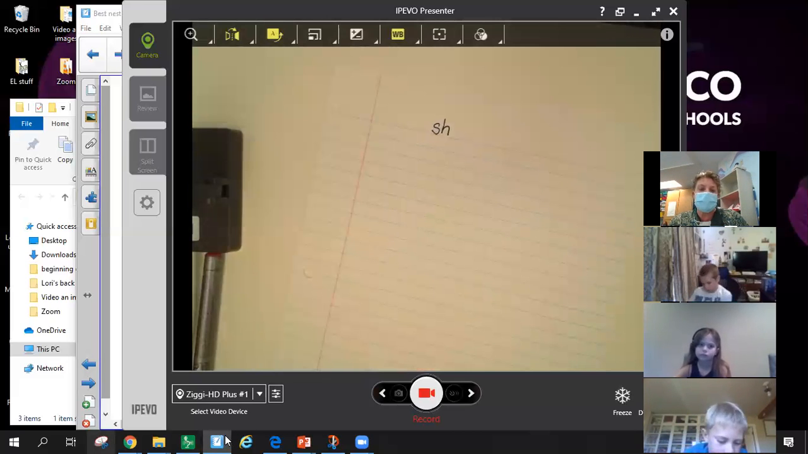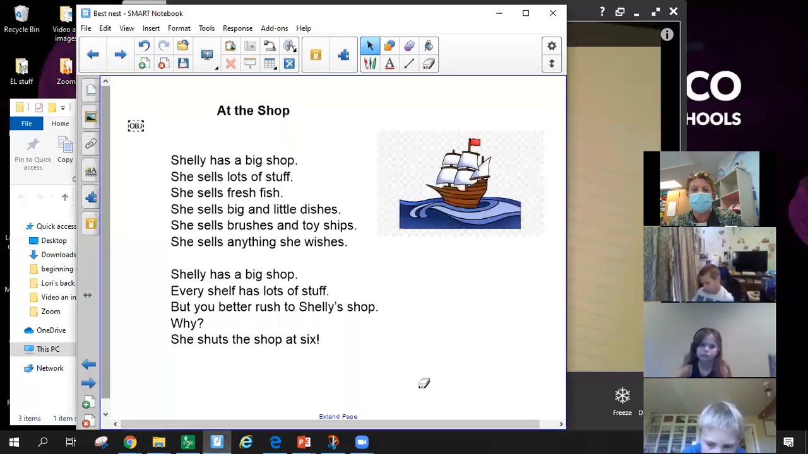All right, here we go. Here's our poem for today. It's called At the Shop. Shelly has a big shop. She sells lots of stuff. She sells fresh fish. She sells big and little dishes. She sells brushes and toy ships. She sells anything she wishes. Shelly has a big shop. Every shelf has lots of stuff. But you better rush to Shelly's shop. Why? She shuts the shop at 6. Woo! That was almost a tongue twister for me as well.